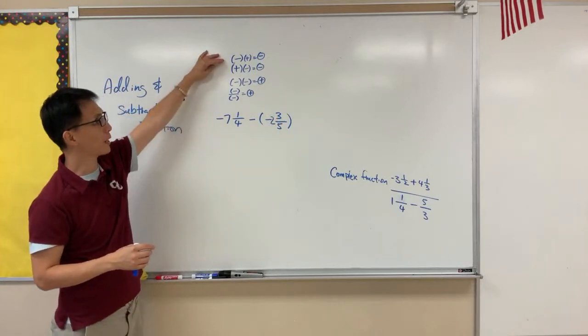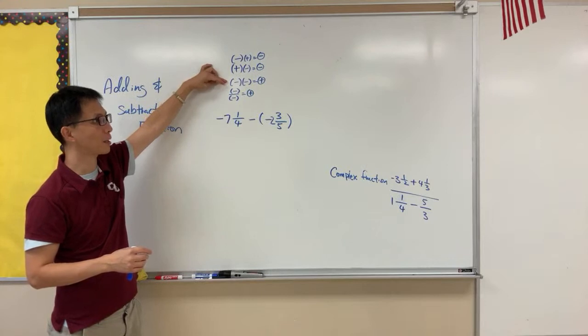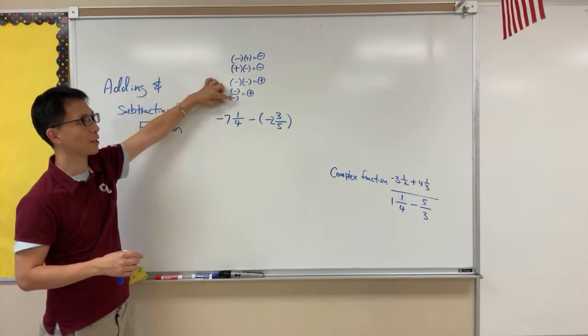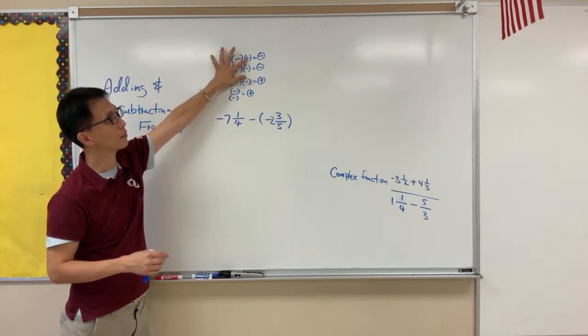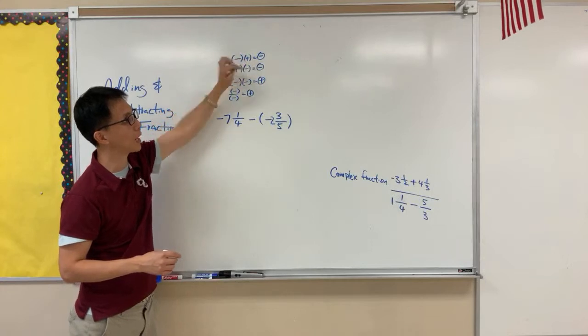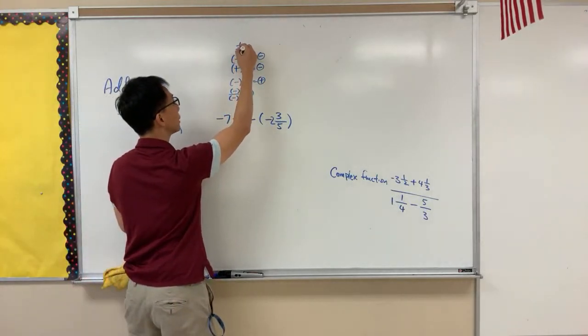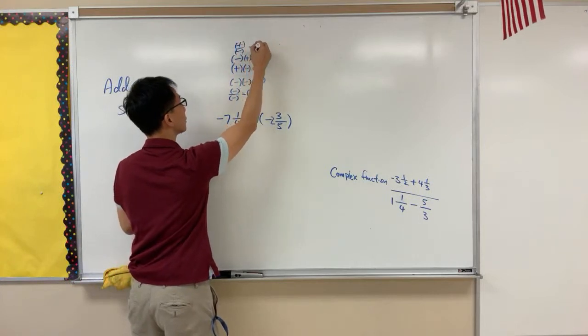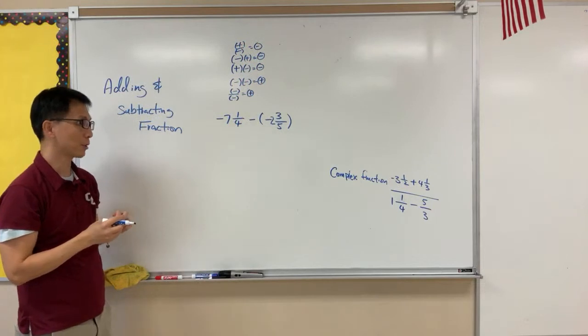Now I'll write this out for you. When you have negative sign times negative sign, this becomes positive sign. Negative divided by negative is also positive. Negative times positive equals negative. Positive times negative equals negative. Also, positive over negative is equal to negative. So those are the things you have to pay attention to.